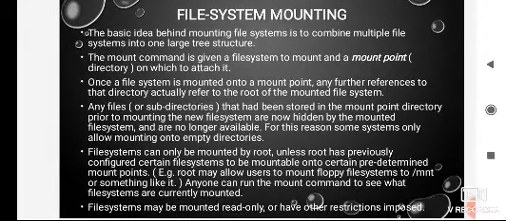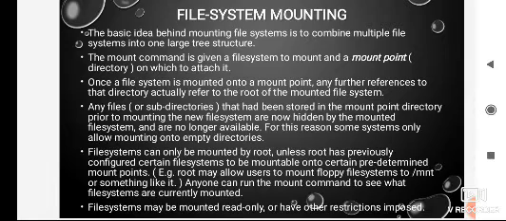The basic idea behind mounting is to combine multiple file systems into one large tree structure. The mount command is given a file system to mount and a mount point on which to attach it. Once the file system is mounted onto a mount point, any further references to that directory automatically refer to the root of the mounted file system.